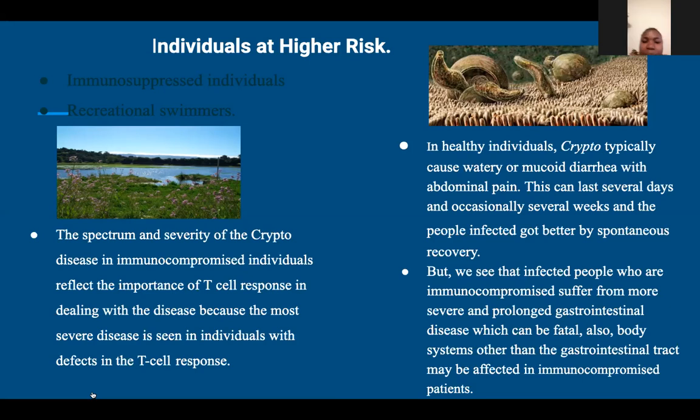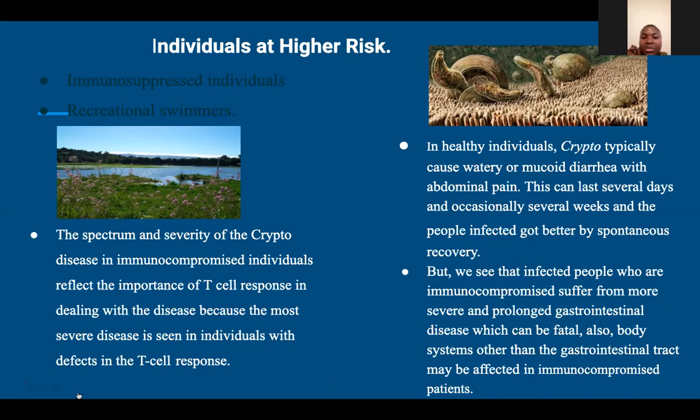When we compare the infection between healthy individuals and immunocompromised individuals, we see that in healthy individuals, crypto typically causes a watery diarrhea with abdominal pain, and it lasts from several days to weeks, and it depends on how fast your body can fight the pathogen. That's how long it will last.